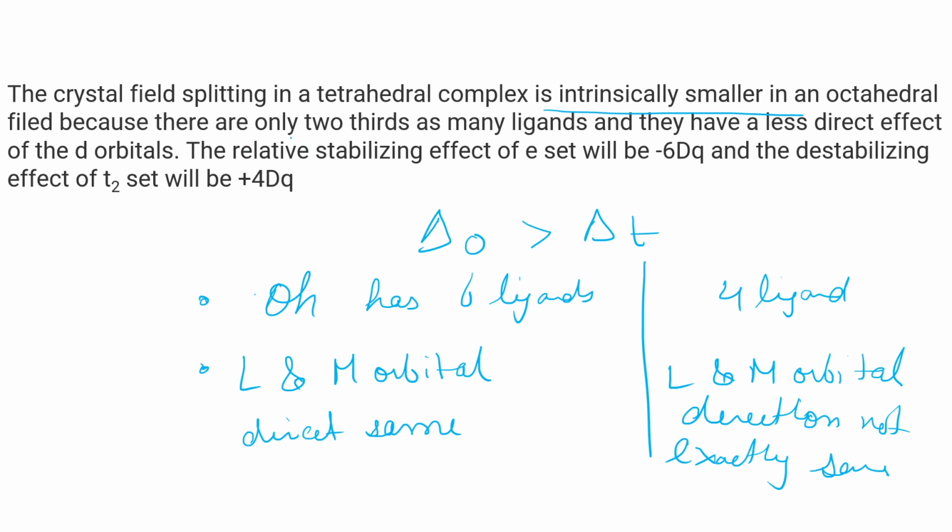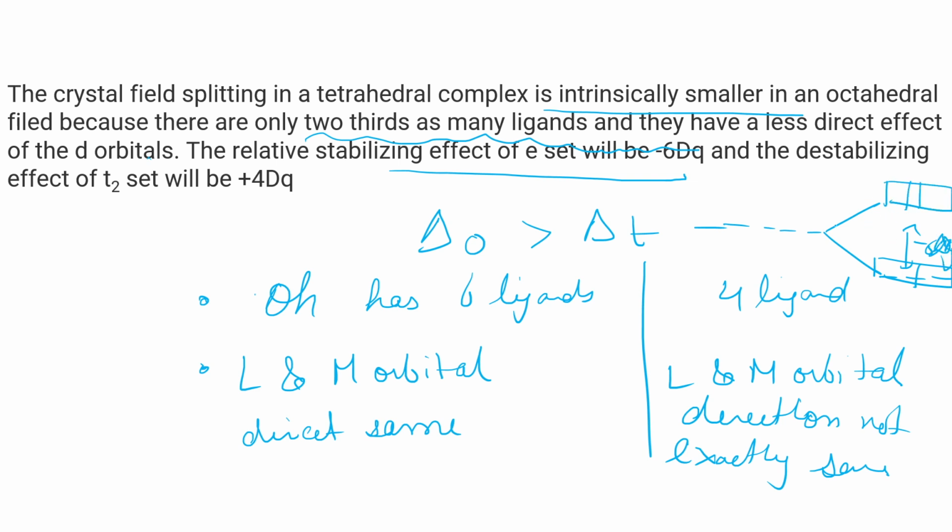Because there are only two-thirds as many ligands and they have less direct effect on the d orbitals, the relative destabilization energy of the E set will be minus 6 Dq and the destabilization effect of the T2 will be plus 4 Dq. We have already seen this. So the d orbitals split like this: the energy for dx square minus y square and dz square is minus 6 Dq, and for dxy, dyz and dzx, it is plus 4 Dq.